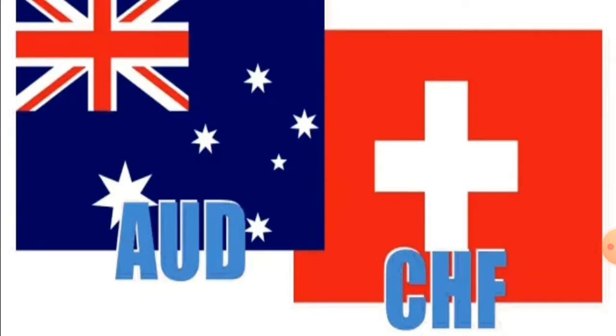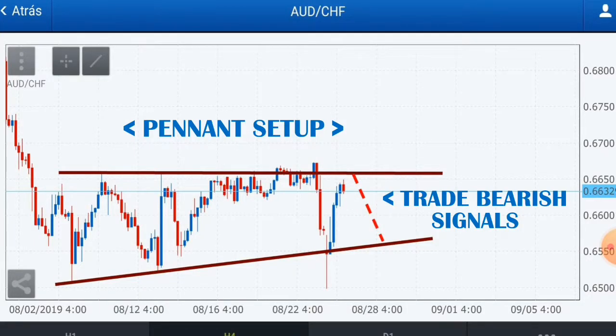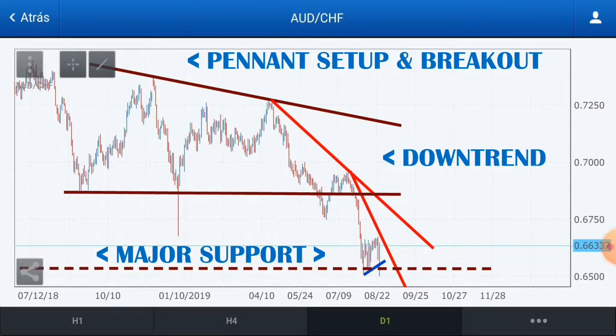Moving on to the Aussie Swiss franc. Again, another situation of a consolidation setup that has been formed on the 4-hour chart. This one taking the form of a pennant with a horizontal resistance boundary and a support boundary that is formed at an angle. Now, taking a look at the daily chart, you can see that the main direction is bearish.